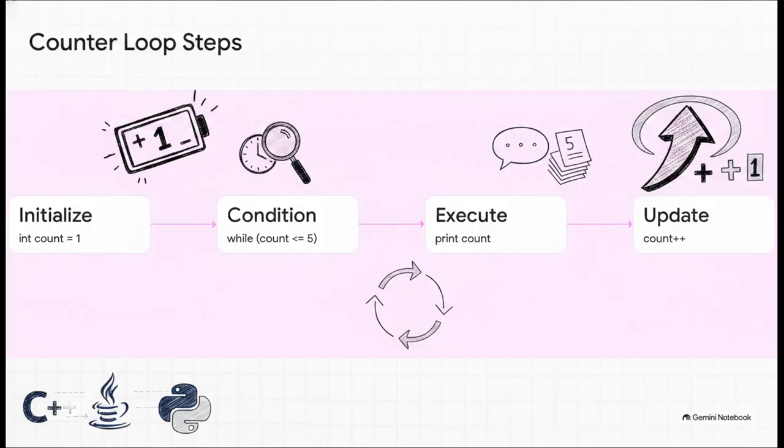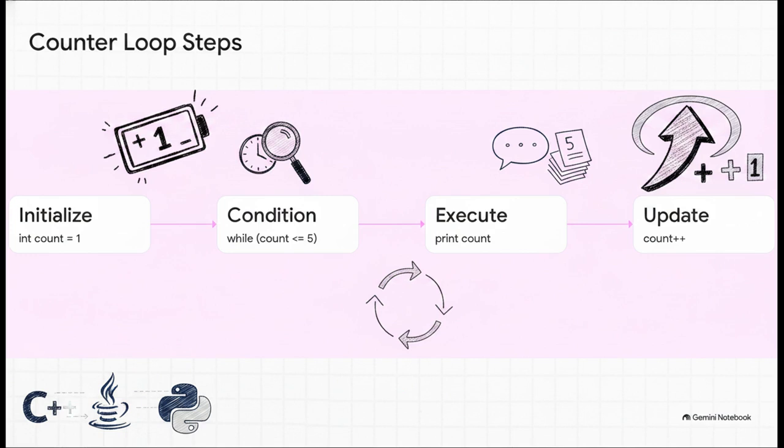Okay, time to transition from pure theory to actual hands-on application. Let's walk through the exact steps of building a counter-controlled loop to print the numbers 1 through 5. Step 1, you have to initialize the control variable before the loop even starts, something like int count equals 1. Step 2, you set the condition, say while count is less than or equal to 5. Step 3, you execute the body, which here is just printing the count.